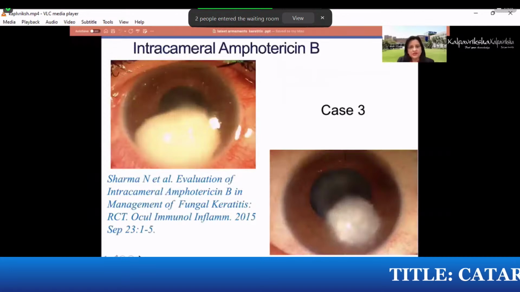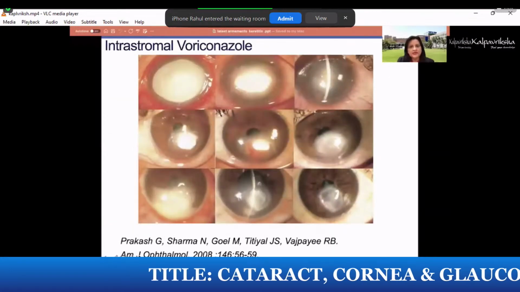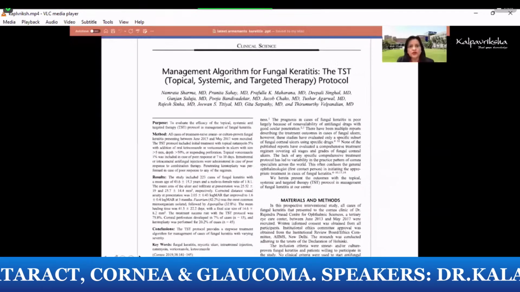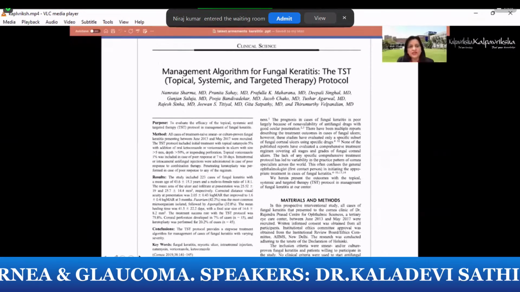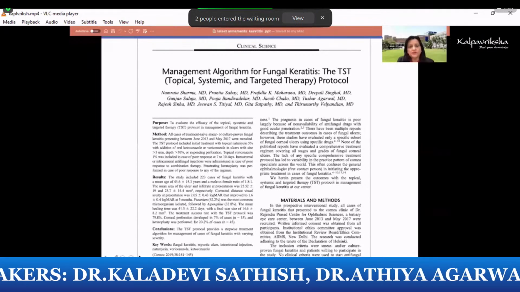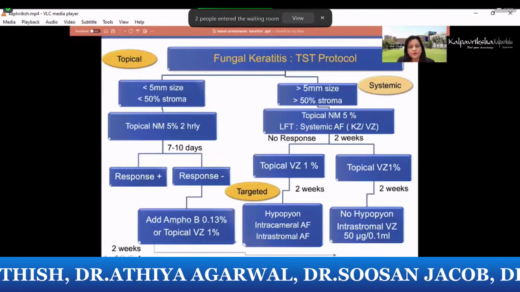These are cases to show the same. And this is again a case series of intrastromal voriconazole. Now, based on this publication, which is shown here, as well as all our studies that we have done, we arrived at a topical, systemic, and targeted therapy protocol, which was again done in a prospective study.